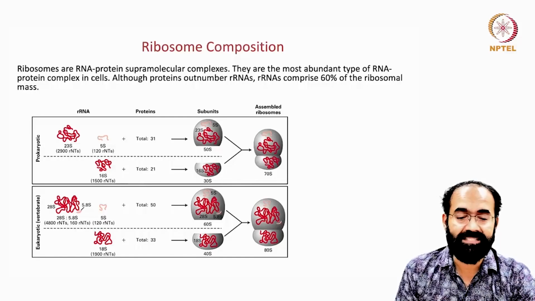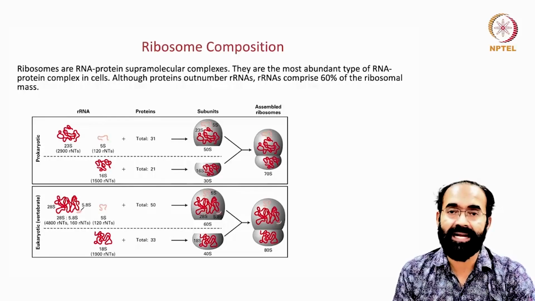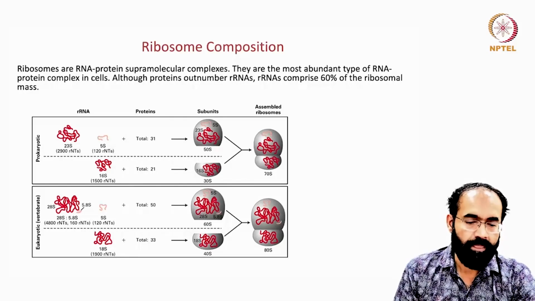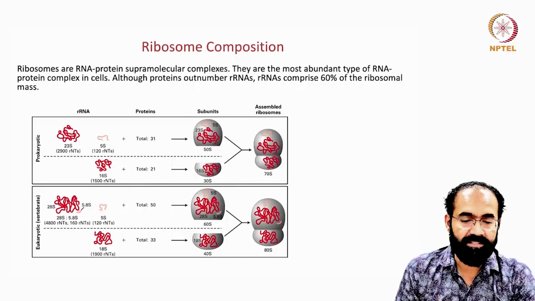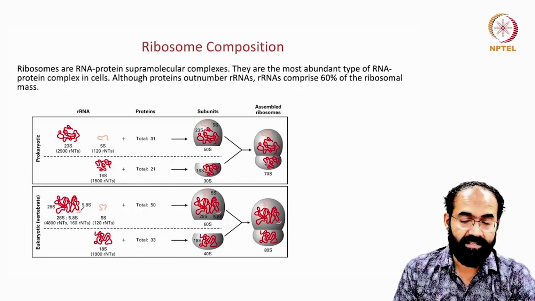ribosomal RNA comprises 60% of the ribosomal mass because that constitutes the active or functional component of the ribosomes. You can see here, in both prokaryotes and eukaryotes, the different types of ribosomal RNA, 23S, 5S, 16S, and also around 31 different proteins, and it constitutes the larger subunit and then the smaller subunit, 16S ribosomal RNA and 21 different types of proteins constitute the smaller subunit, and these will assemble together to become the 70S ribosomes.